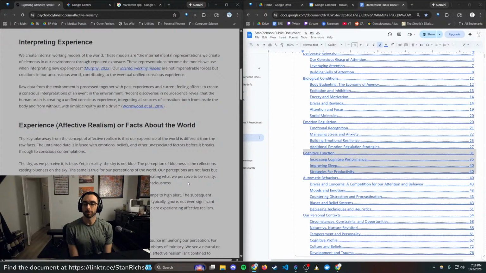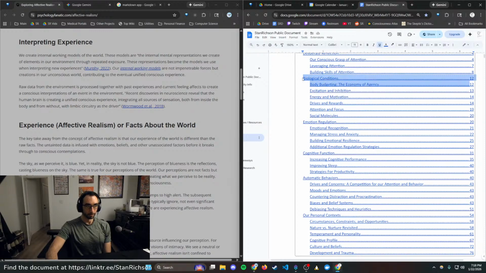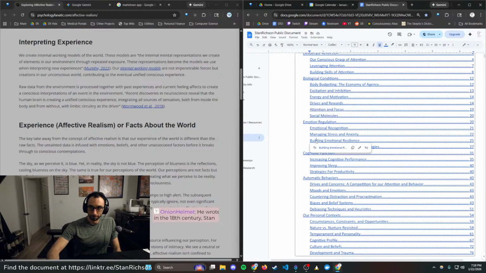Reason is slave to the passions. Right? Yeah, I guess it depends what we mean by passions. Reason is slave to allostasis, body budgeting, all the boring terms that make up our most underlying biology and processes. He wrote in the 18th century.